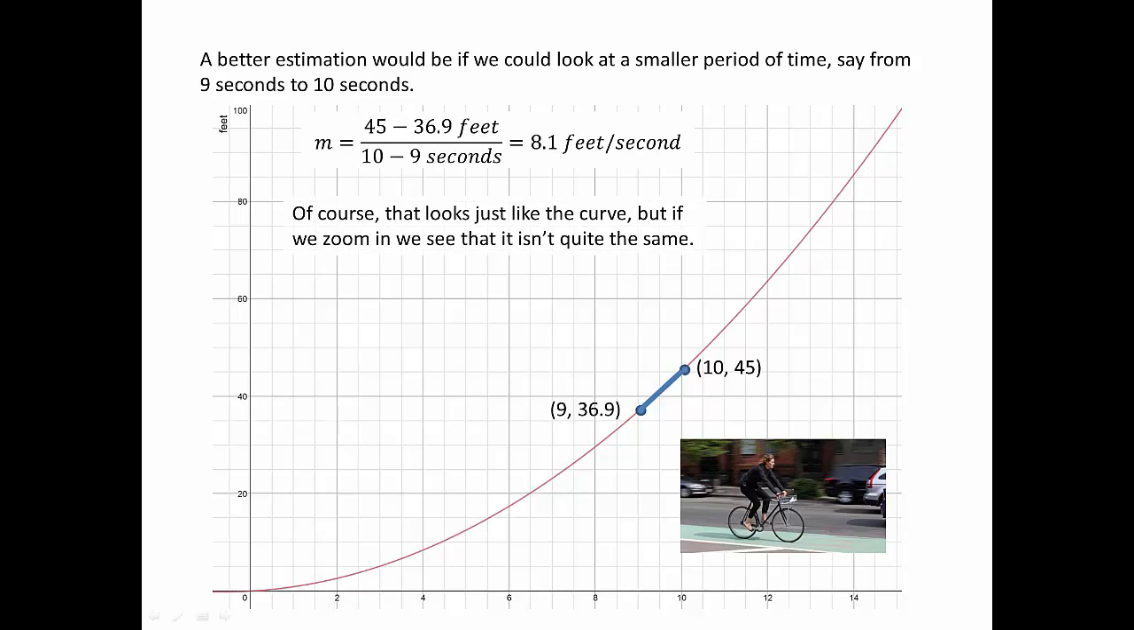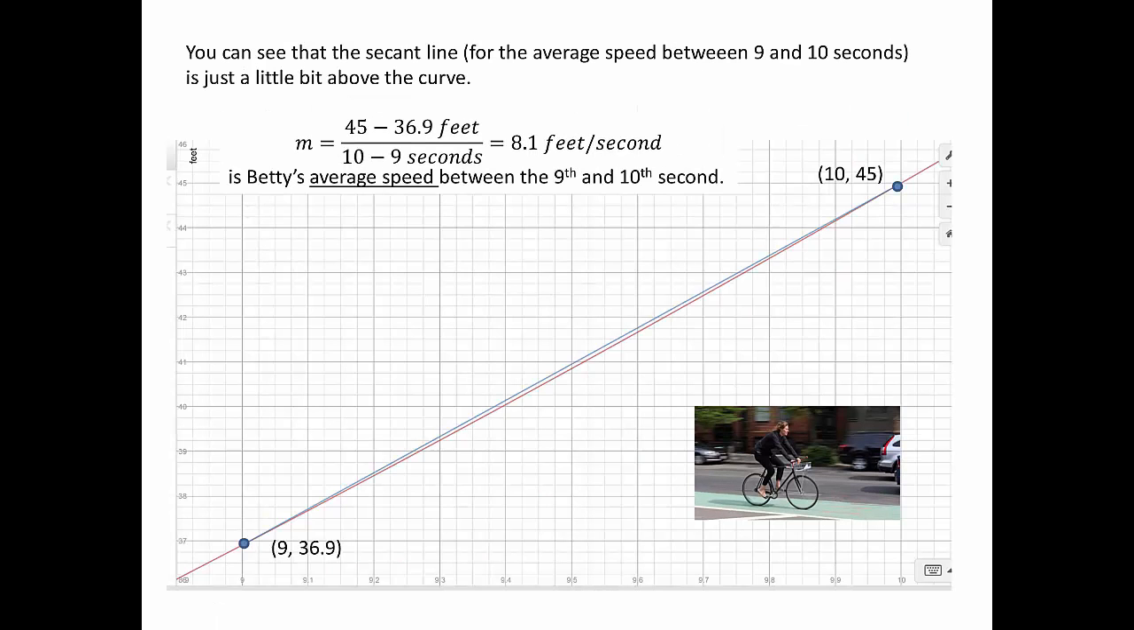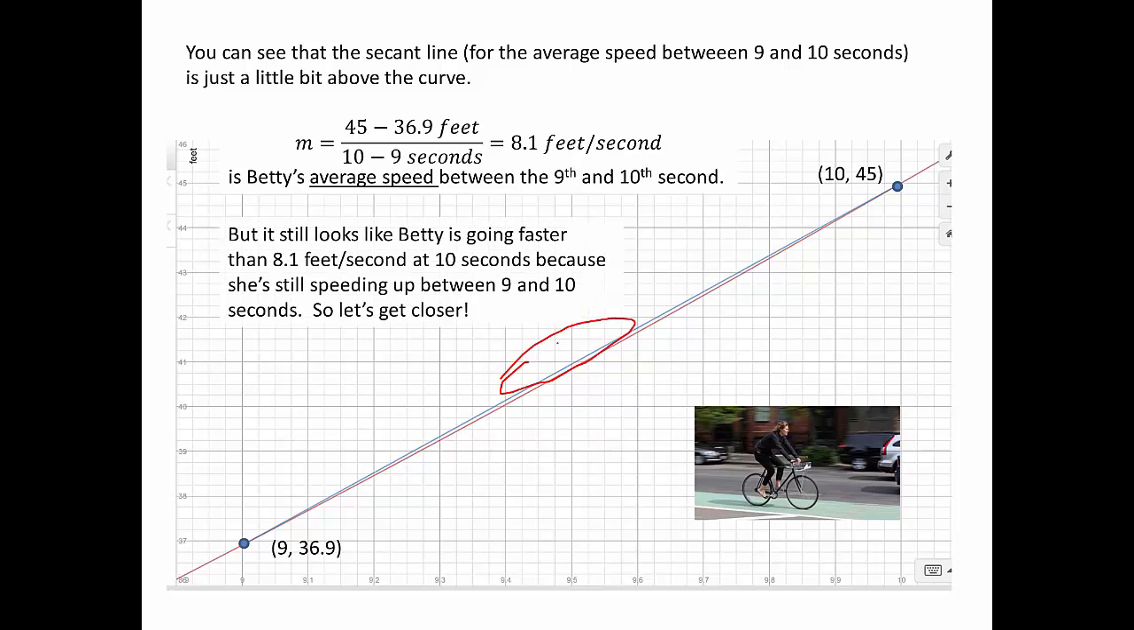And at the same time, it looks like the curve itself. So let's zoom in. It's not actually quite the same. Zooming in, that blue line, see it's on top of the red. The blue line is the secant line. The red line is the graph itself. You can see that it is different. And Betty is still speeding up as she's continuing past 10 seconds. So 8.1 feet per second is closer, but she's still going faster than that at 10 seconds.